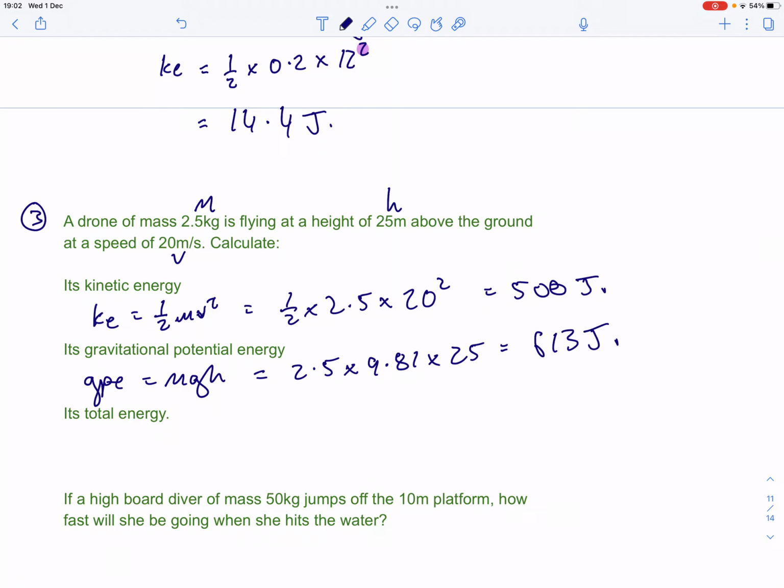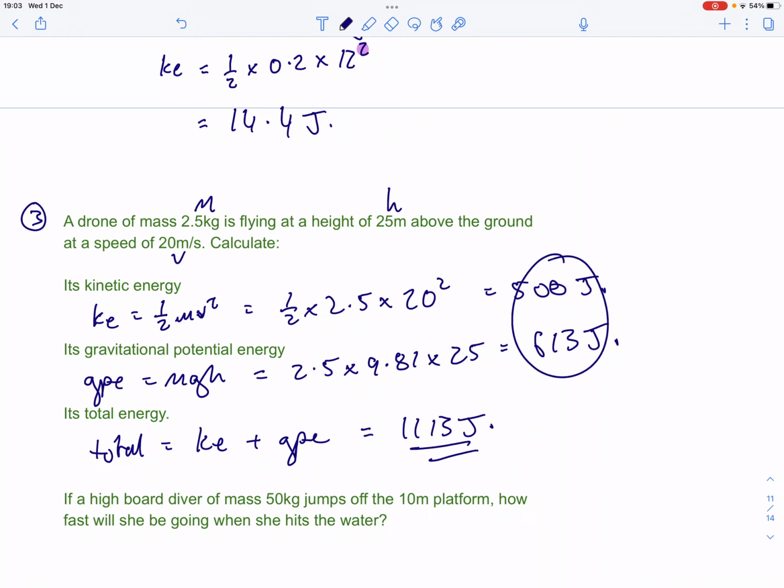And then it says, what is its total energy? Well, the total energy is just equal to the sum of all its different energies. And assuming there are no other energies that we haven't thought about, that's just going to be the value of the kinetic energy plus the value of the gravitational potential energy. So that's going to give us 1,113 joules in total, just adding these two numbers up.